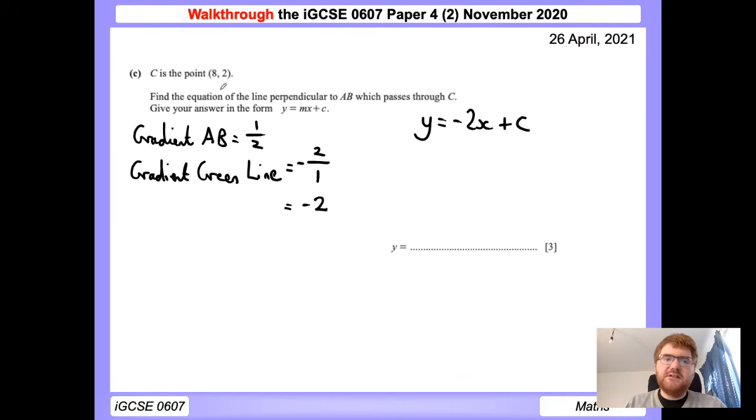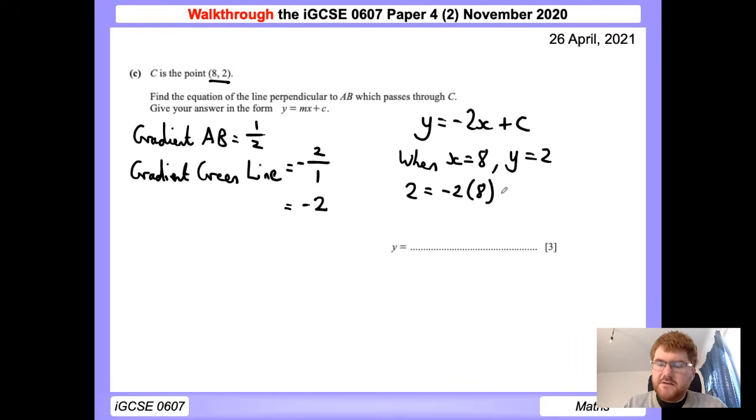And at this point, we substitute this coordinate in because we know it's on the line. So when x is equal to 8, y is equal to 2. Let's pop that in. So 2 is equal to minus 2 times 8 plus c. Always running out of room here. There we are. We're close. So I think at this point, you add 16 on both sides. There we get c is 18. And so we put this back into the general equation. So the perpendicular line will have the equation y equals minus 2x plus 18.